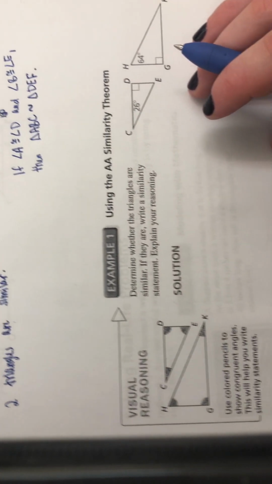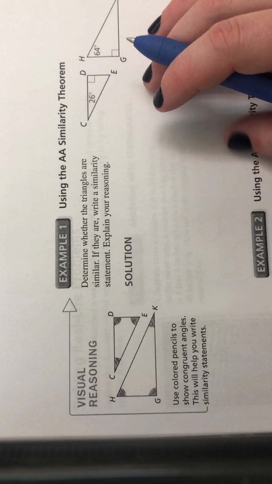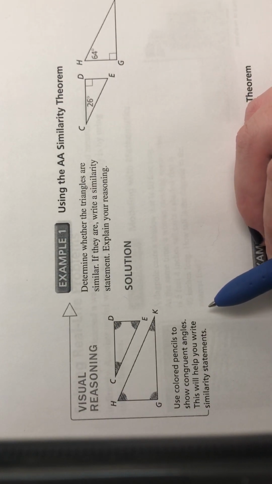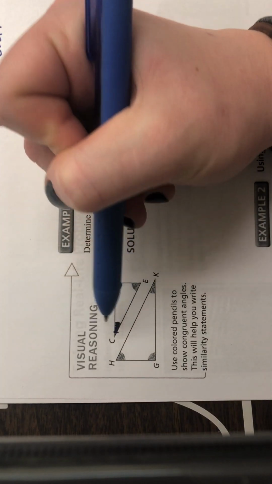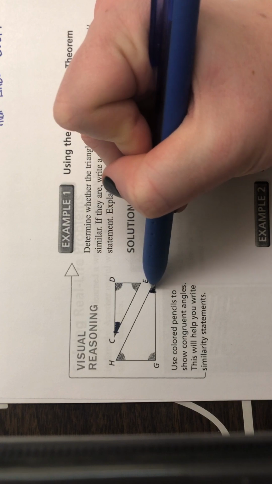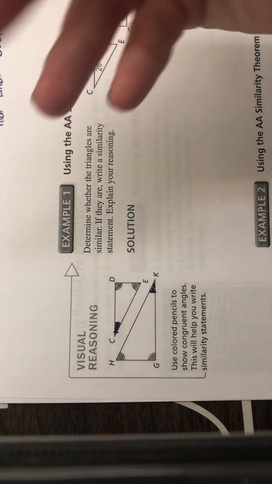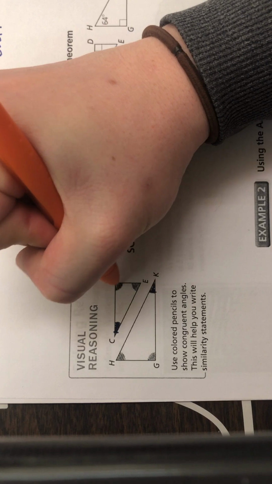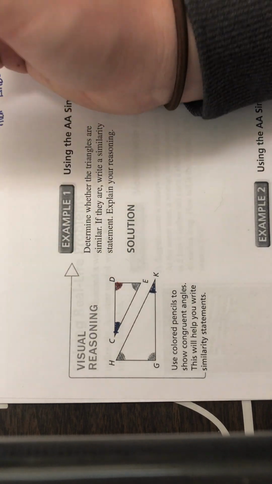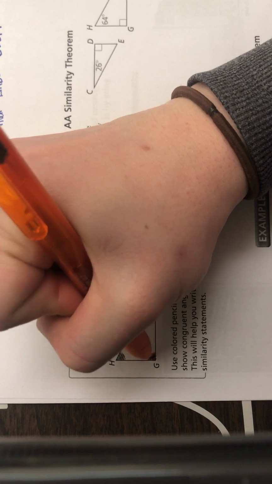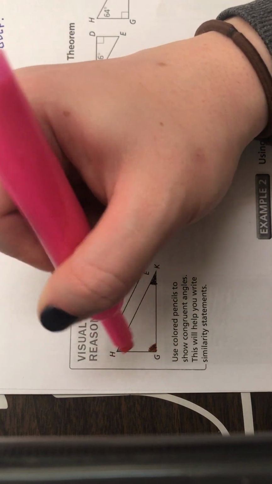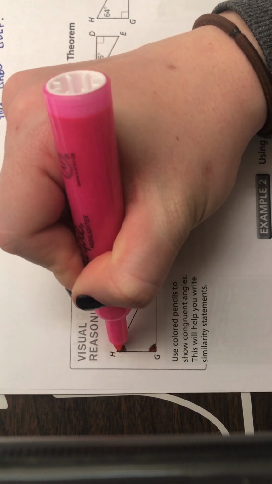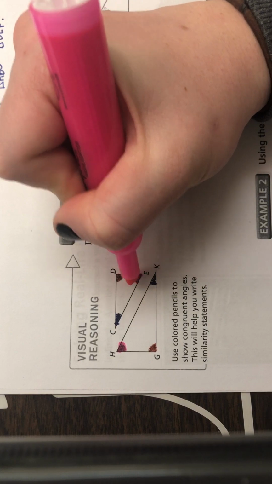Example 1. I want to point out this visual reasoning here. It says use colored pencils to show congruent angles, which will help you write similarity statements. So C, I'm going to mark with my blue pen here. Then I'm going to mark D and G with my orange pen. Hopefully this shows up for you, it's kind of hard to draw over these. And then I have this pink highlighter that I'm going to mark our last one with, so that would be H and E.